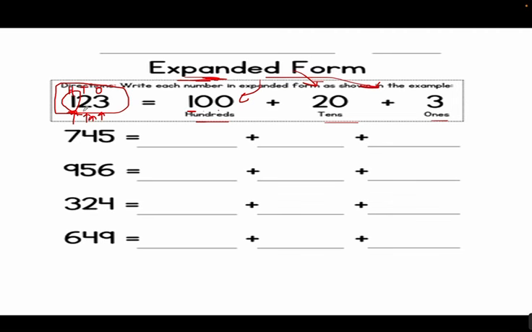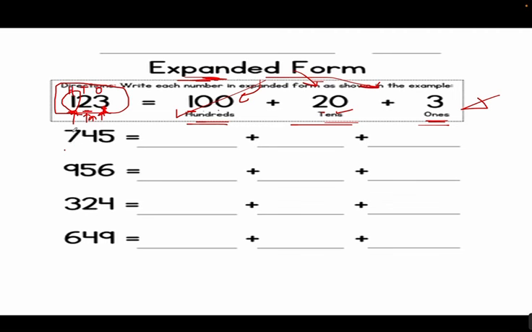Look at the second one, 2. 2 under the tens place. So I'm going to put only 1 0. 2 tens, 20. And 3 under the ones place. So I'm going to put no zeros. 3. Let's check. Read. 123. Okay.